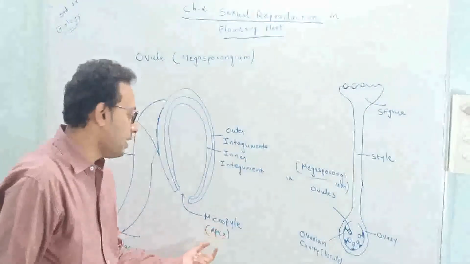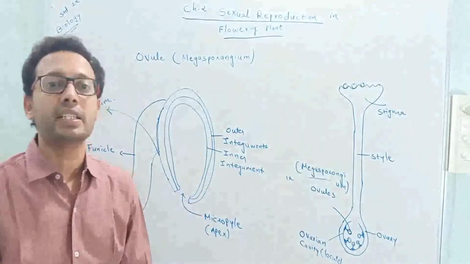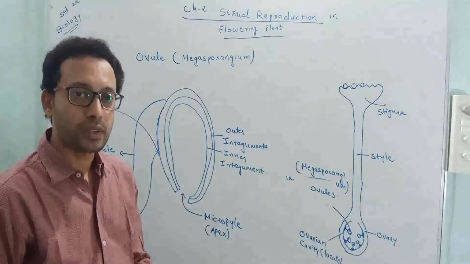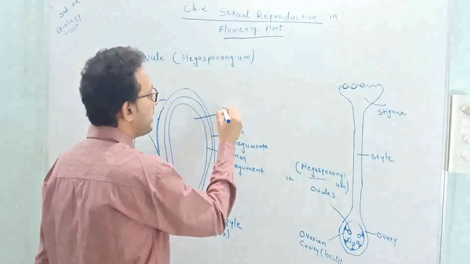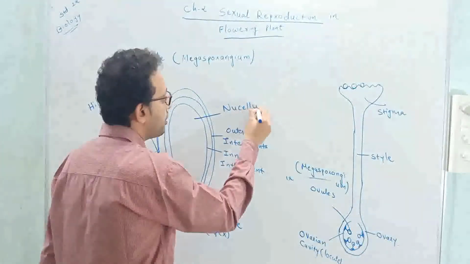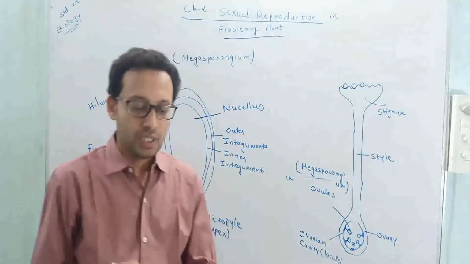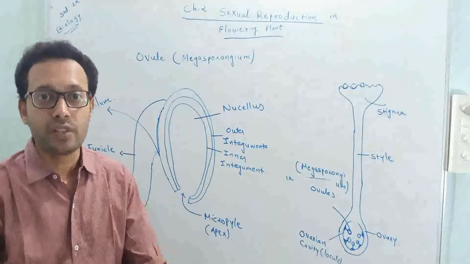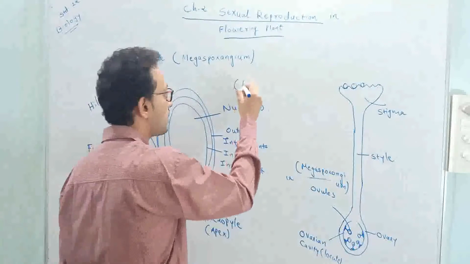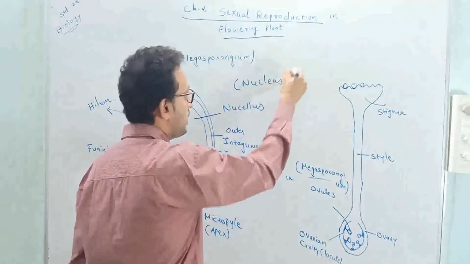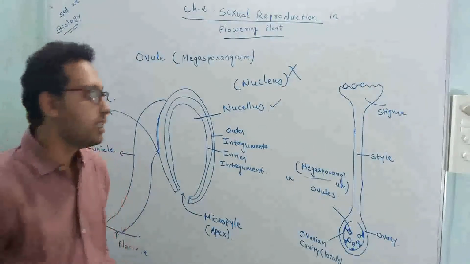So what is a micropyle? Micropyle is a portion of the ovule where its covering, the integument, is absent. This is called micropyle. Now inside the covering, the inner portion of the covering, what does it contain? It is known as nucellus. Inside the integument, what is present? Nucellus. Remember, it's not a nucleus. It is nucellus.